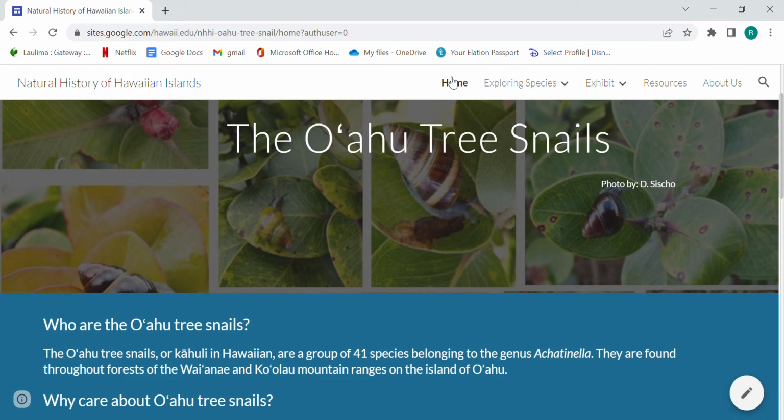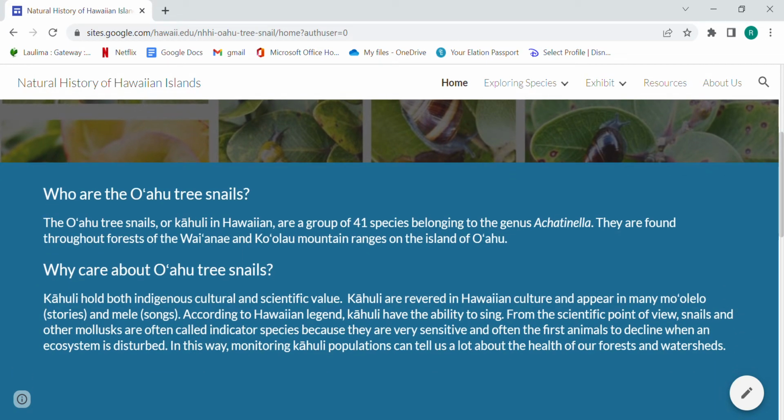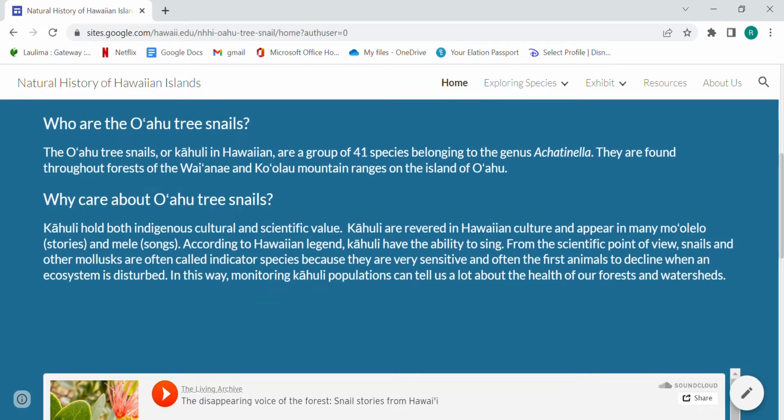I will be going over our group's final project, which was a website highlighting the natural history of the Oahu tree snails. And so this is our homepage where we first go over who are the Oahu tree snails. They are a group of 14 species belonging to the genus Achatinella, all of which are endemic to the island of Oahu, meaning they're found here and nowhere else in the entire world.